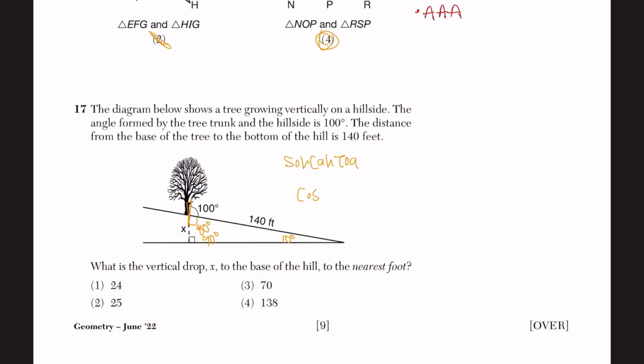So cosine of 80 is equal to x, adjacent, over the hypotenuse, which is 140. We just move 140 to this side, and then we can solve for x. Okay, 24 is equal to x, so number 1 is the answer.